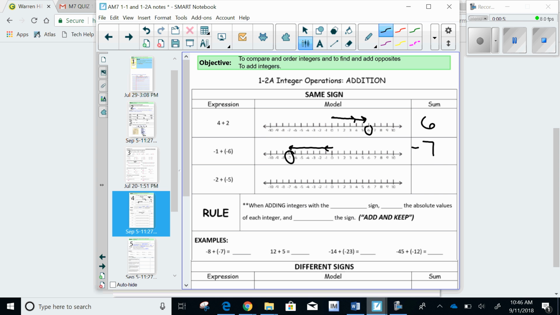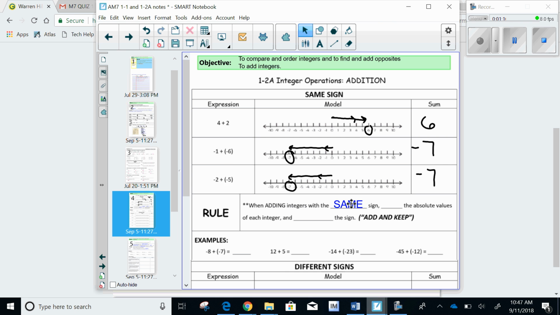And the third one, again, start at 0, move to your first number. So -2 would be 2 to the left, and then move 5 more spots to the left for that -5. So 1, 2, 3, 4, 5. And again, we happen to land at -7. So if you look at what happens there, the rule that you can see is in all three of these problems, we added integers with the same sign.